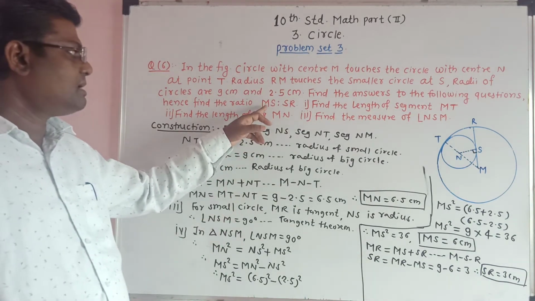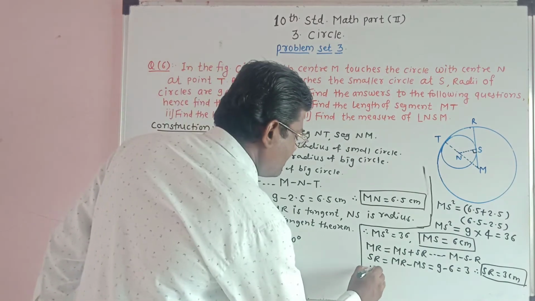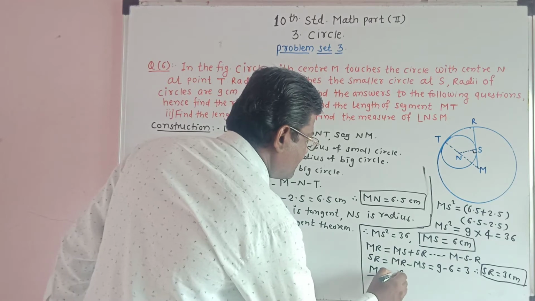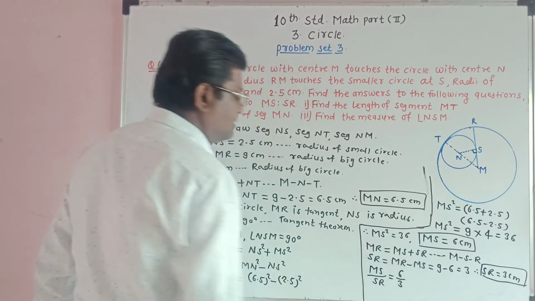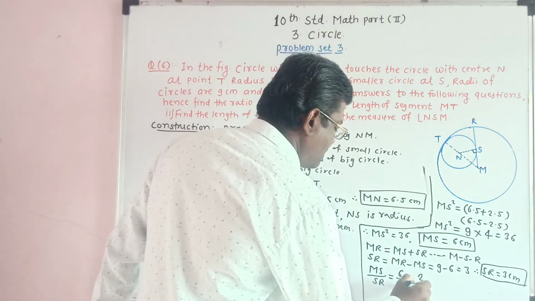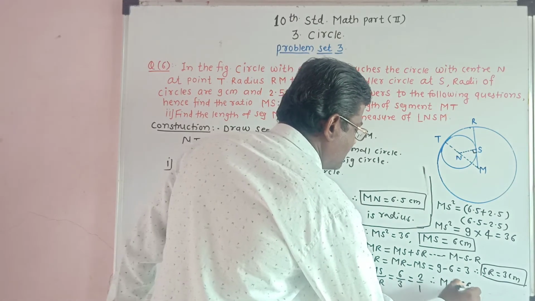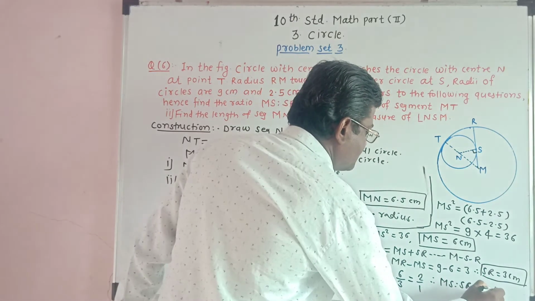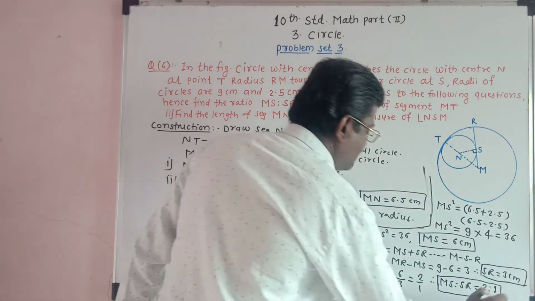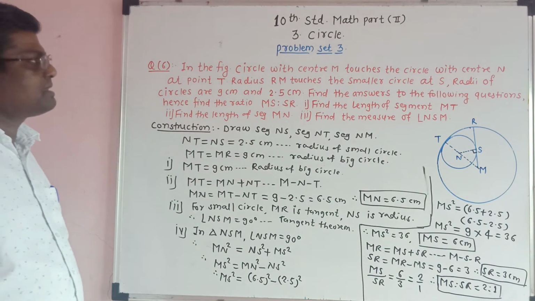Now we have to find the ratio MS is to SR. That is, MS upon SR is equal to MS is 6 and SR is 3. So it is equal to 2 upon 1. Therefore MS is to SR is equal to 2 is to 1. MS is to SR is equal to 2 is to 1 is the last answer.